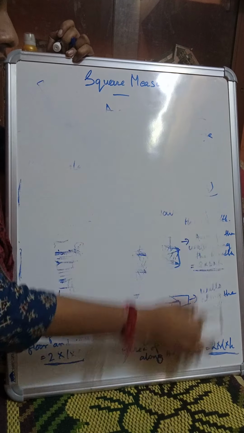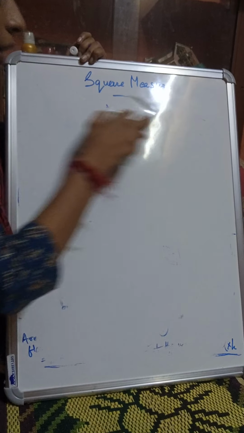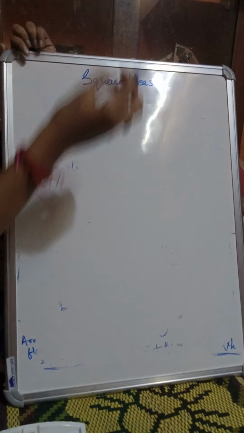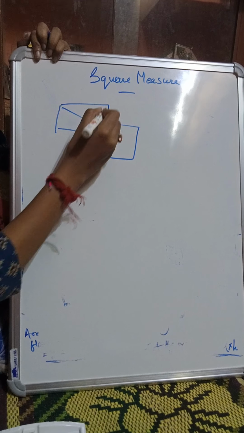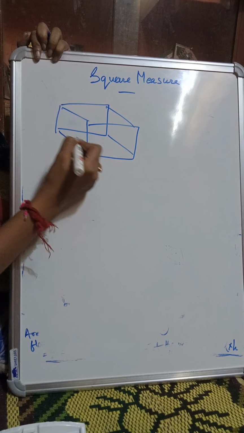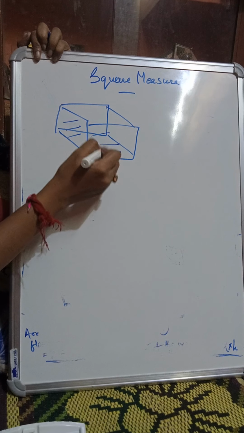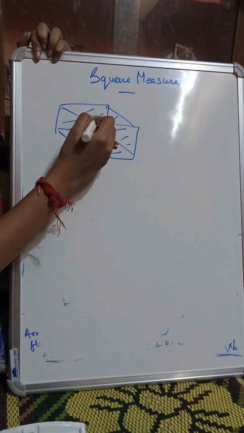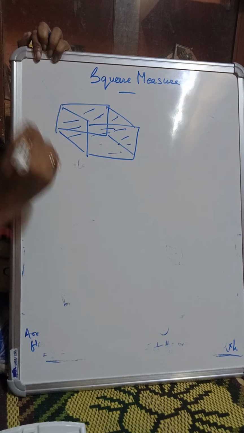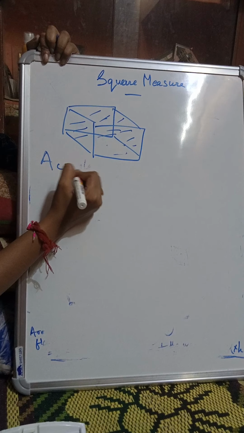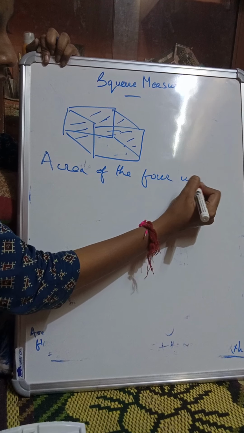Now let's talk about the area of the 4 walls of the room. Only the 4 walls means the roof and floor are not included. Only the area of the walls along the length and the area of the walls along the breadth are included. The roof is not included and the floor is not included, right? So the area of the 4 walls.